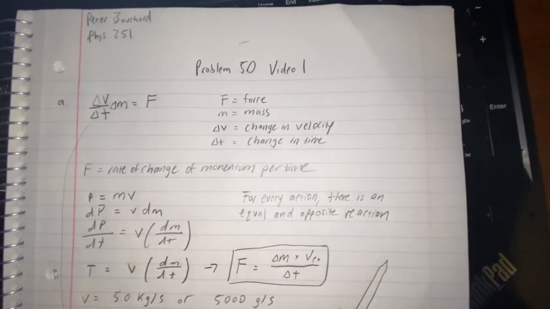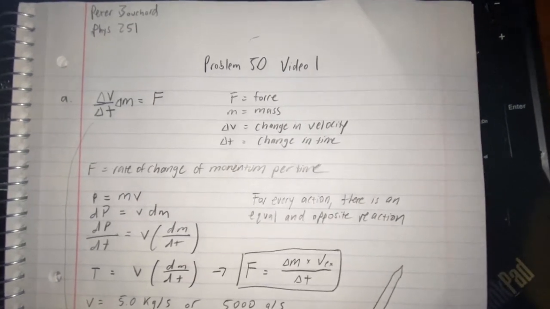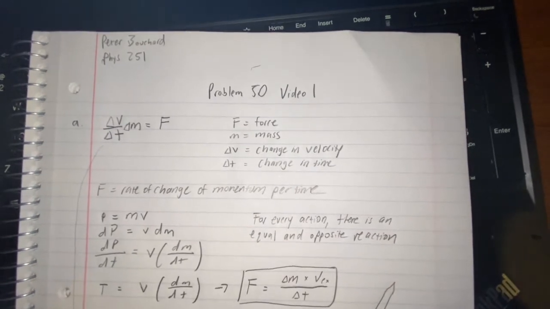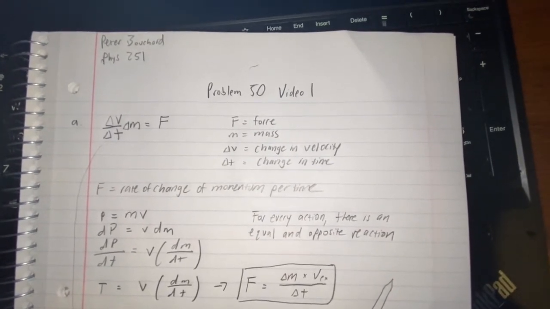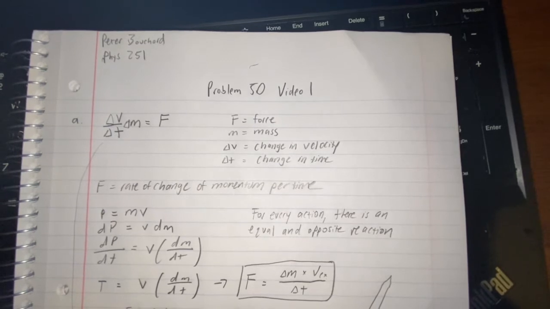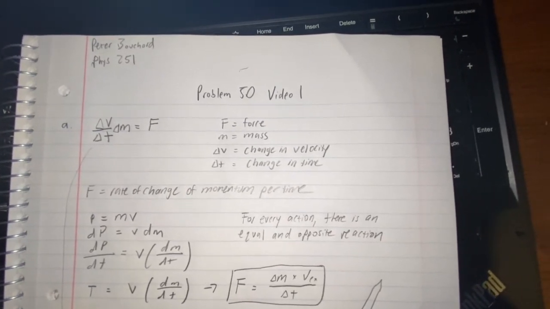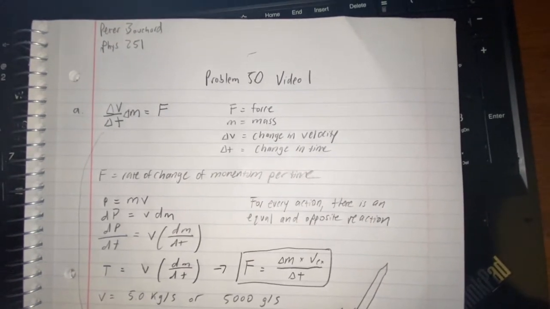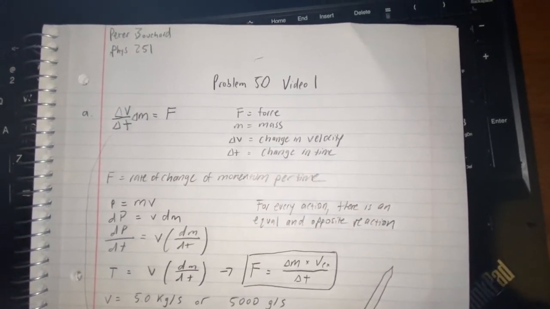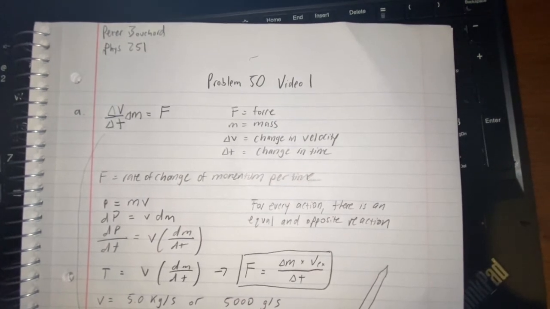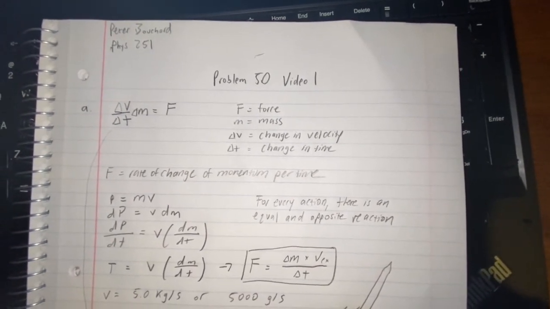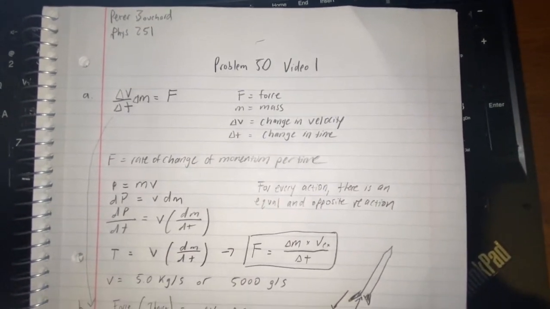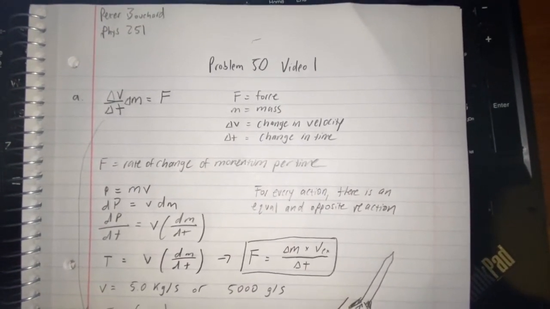So first, what you can do is to understand that force can be represented as the change in velocity over the change in time times the mass. Another way you can also look at it is seeing it as force being the rate of change of momentum per time. So you could differentiate the momentum equation, but I found that to be a little more complicated, so I just figured I'd go the other route.